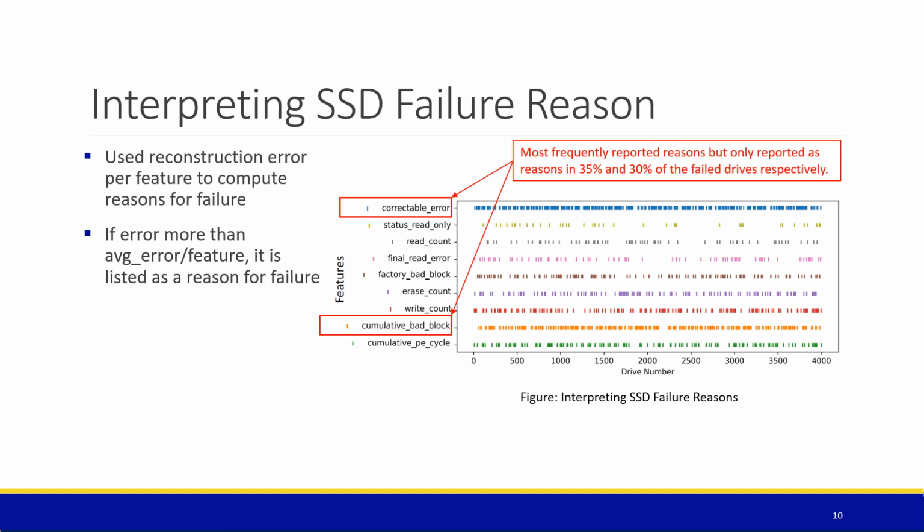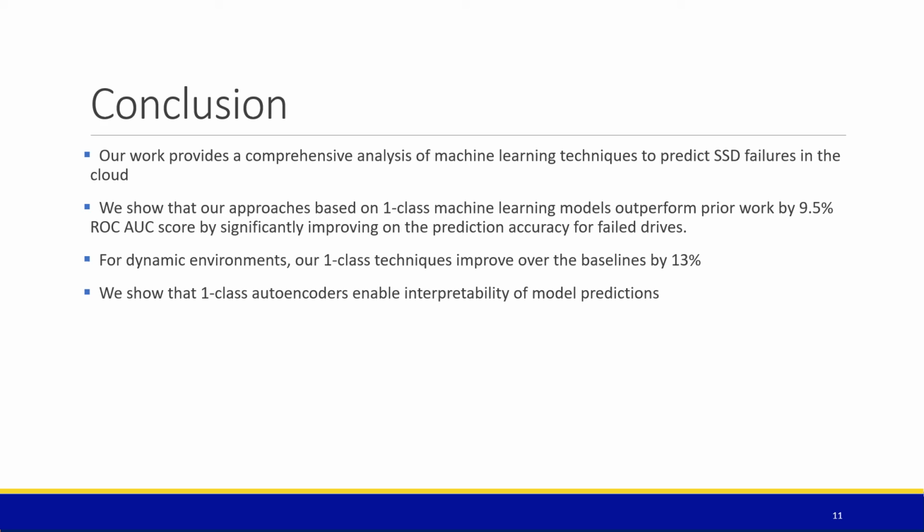Okay, so to conclude, our work provides a comprehensive analysis of machine learning techniques to predict SSD failures. And we show our approach based on one-class machine learning models outperforms prior work by 9.5% by significantly improving the accuracy of failed drives. For dynamic environments, our one-class techniques improve over baselines by 13%, and we also introduce one-class autoencoders to enable interpretability of our model predictions.